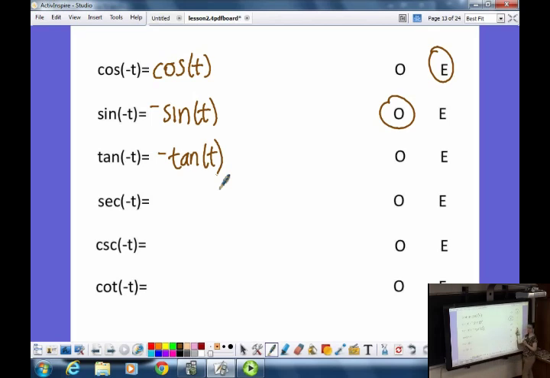So tangent is odd. So what's the reciprocal identity for secant? We're going to use that to figure out if secant of negative t is odd or even.